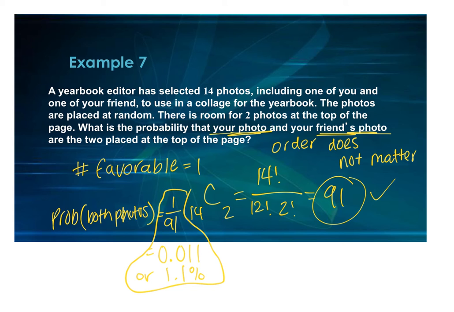Now, if it was permutations, we could have flipped the order. So we could have had our photo first and our friend's photo second, or our friend's photo first and our photo second. That's 2 permutations out of the total number of permutations, okay? But in terms of combinations, there's only one, all right?